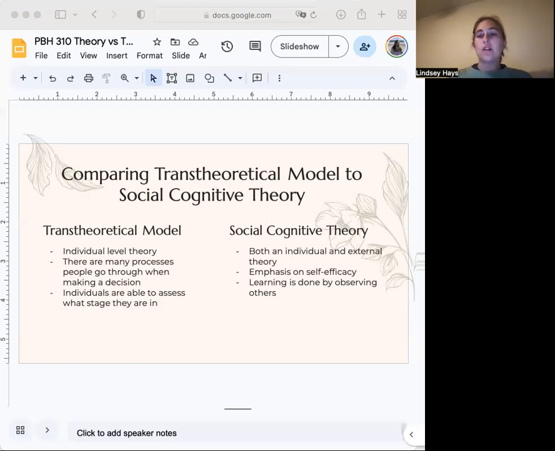And then in social cognitive theory, it has a lot of emphasis on self-efficacy. Am I able to quit? And then it also talks about how learning is done by observing others. Kind of that reciprocal determinism. It's kind of a big loop. So your environment and your personal factors play a role in your behavior.